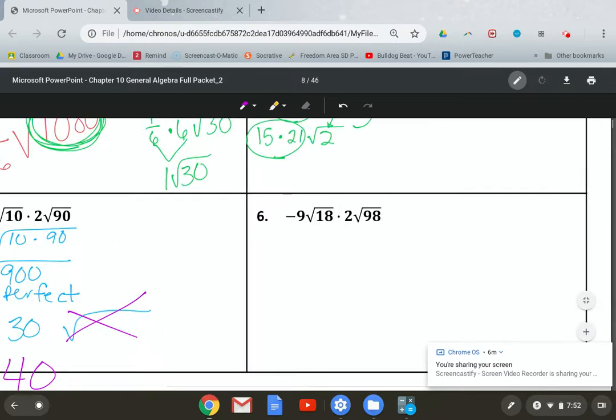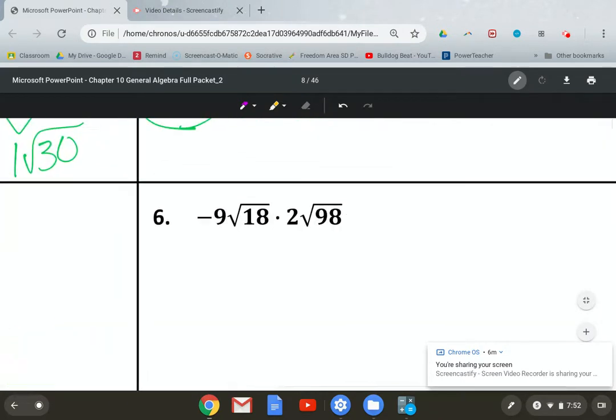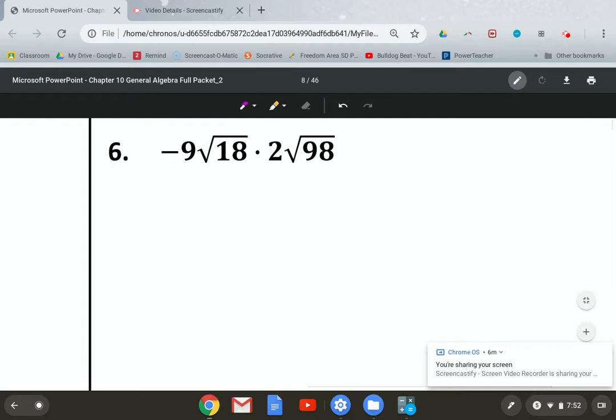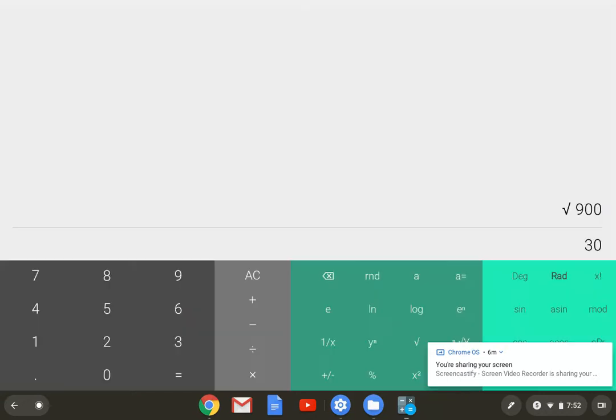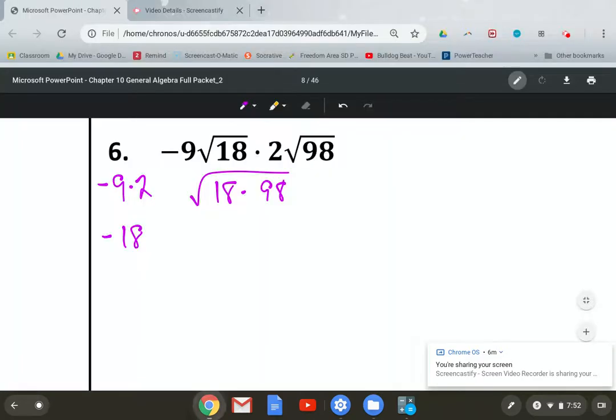Last one on this page, number 6. Okay, I'm going to zoom in so I have lots of room. We're going to do negative 9 times 2. That's negative 18. Then we're going to do 18 times 98, because those are the inside items. Those are the radicands. We get 1764. Now, you can use your list and try to decide what goes into 1764.